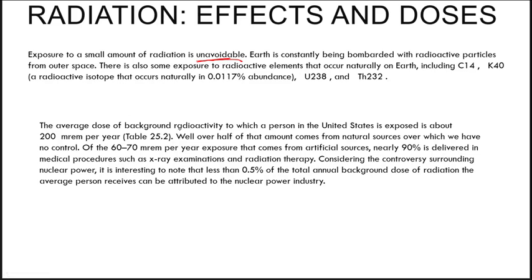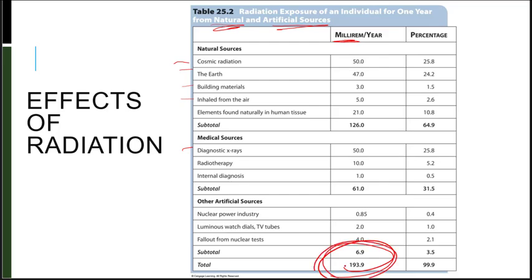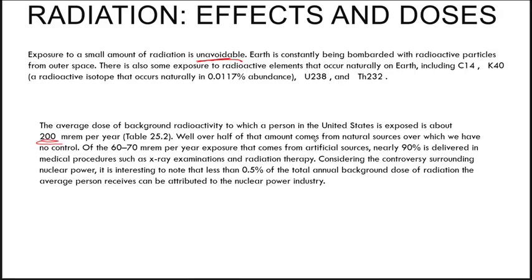The average dose of background radioactivity to which a person in the United States is exposed is about 200 millirem per year, which we can see from this chart. Well over half of that amount comes from natural sources over which we have no control. Of the 60 to 70 millirem per year exposure that comes from artificial sources, nearly 90% is delivered in medical procedures like X-rays and radiation therapy.